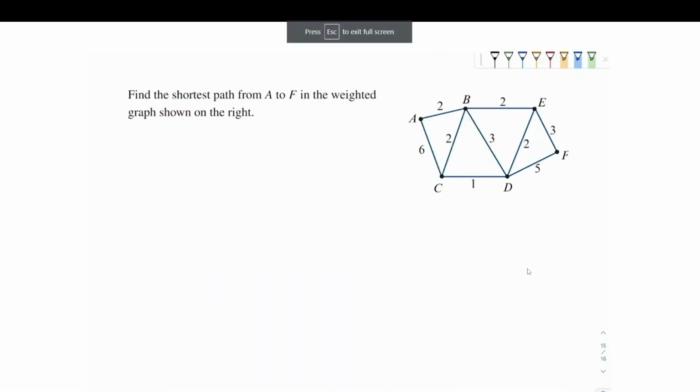Find the shortest path from A to F in the weighted graph shown on the right. So we want to start from A over here, and we want to finish at F over here.